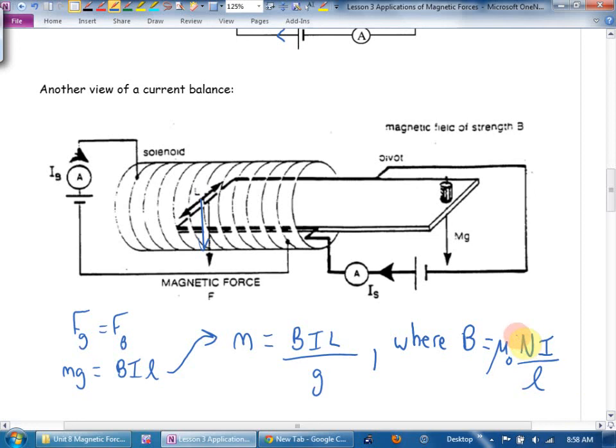Number of turns. Now, this is going to be I in the solenoid. I'll put a little subscripted S there. And this is going to be L, the length of the solenoid. But all of these are things we have control over. A current balance is a simple device. I don't think we have one here at the school. I looked. I used to have just the balance part, but when I moved classrooms, I lost the teeter-totter part. Can't find it.